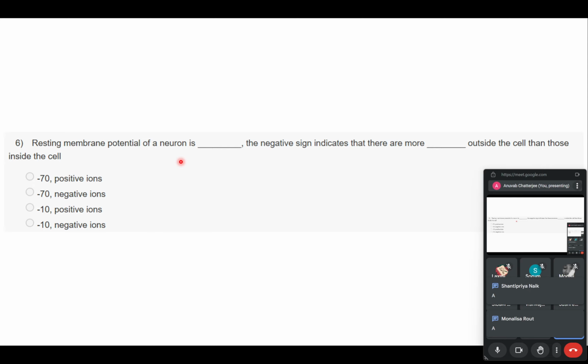So Jagruti, Trupti, and Lakshmi Priya all say it is minus 70, the resting potential, and positive ions that are more outside of the cell. Mona Lisa, Shanti Priya, Banita, and Surajit also say it is A: the resting membrane potential of a neuron is minus 70, and the negative sign indicates that there are more positive ions outside of the cell than inside of the cell. Anyone else want to answer?